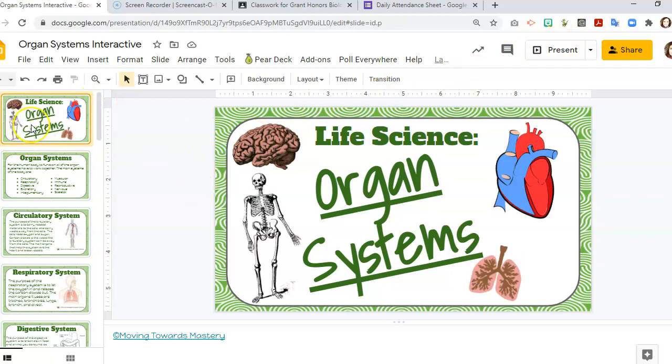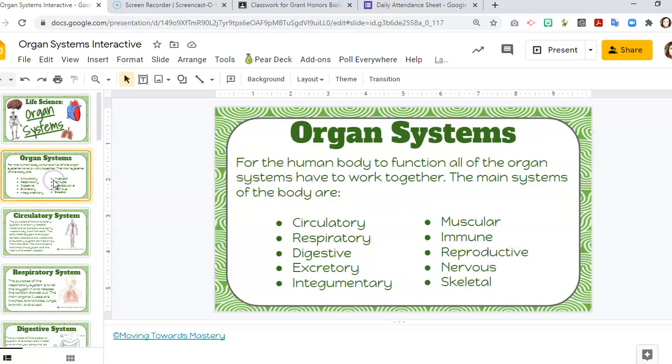First thing, the purpose of today is to summarize the different organ systems that you have in your body and how they interact with each other. And once we start understanding that, then we can start processing how those organ systems work together to maintain homeostasis. So let's review. On slide 2, it's just a review of all the organ systems, and that obviously they have to work together. So we got the circulatory, the respiratory, the digestive, the excretory, integumentary, muscular, immune, reproductive, nervous, and skeletal. All of those are working together to help you survive.